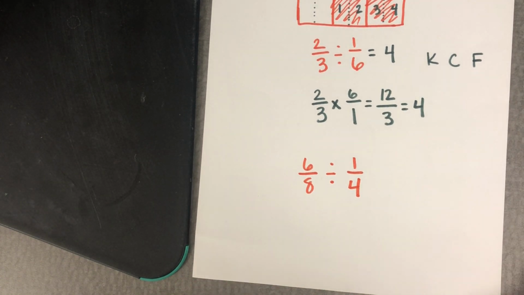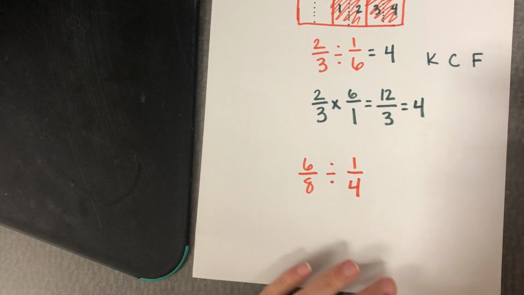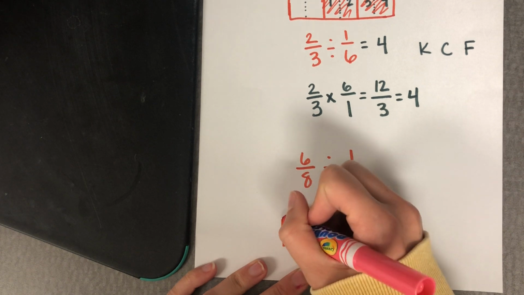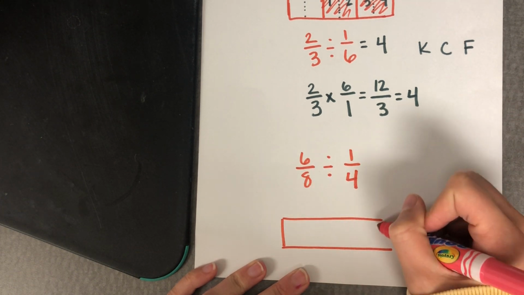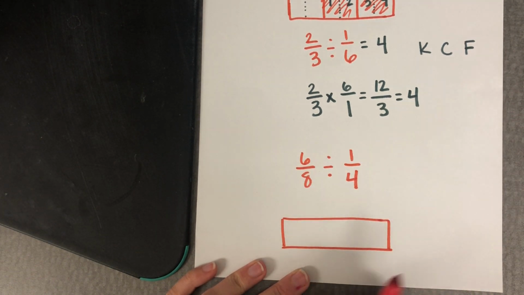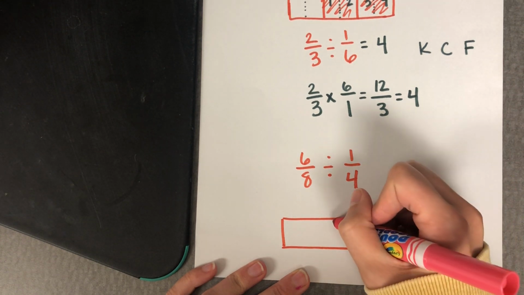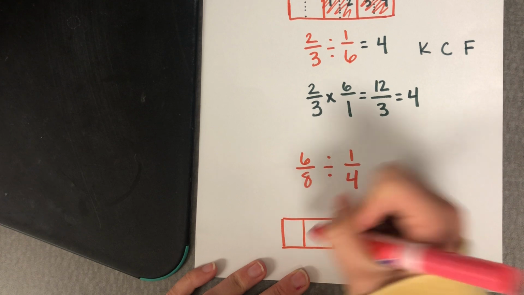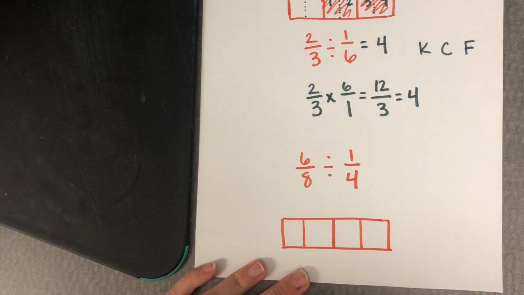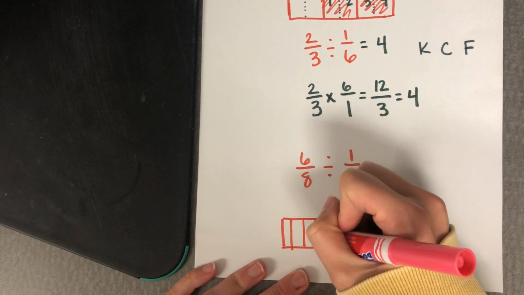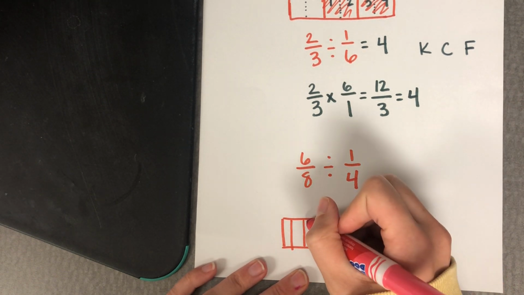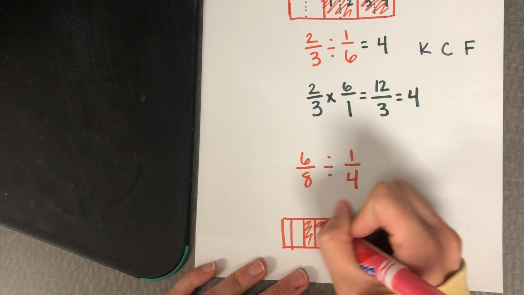We're going to draw a picture again and show why the keep, change, flip works. So I'm going to draw a tape diagram. And I'm going to start by showing 6/8. So I need to split my box up into 8 pieces. So I'm going to split it in half, split each of those in half to make fourths, and then split each of those in half to make eighths. And I'm going to shade 6 of them. So I'm going to shade all but 2 of them.